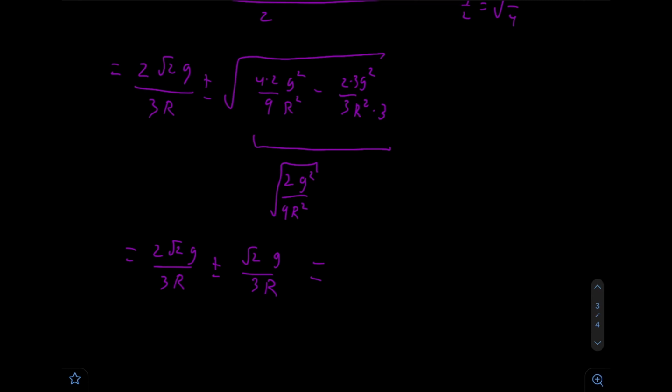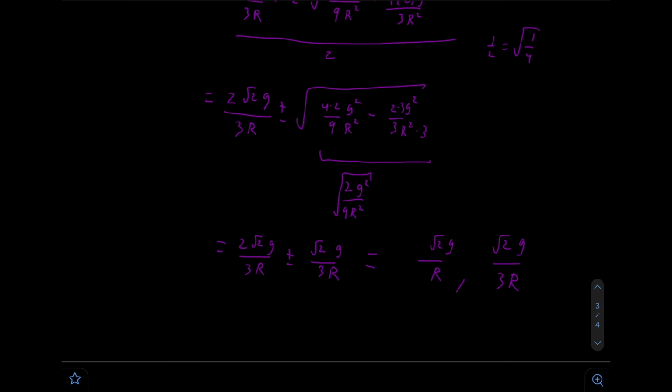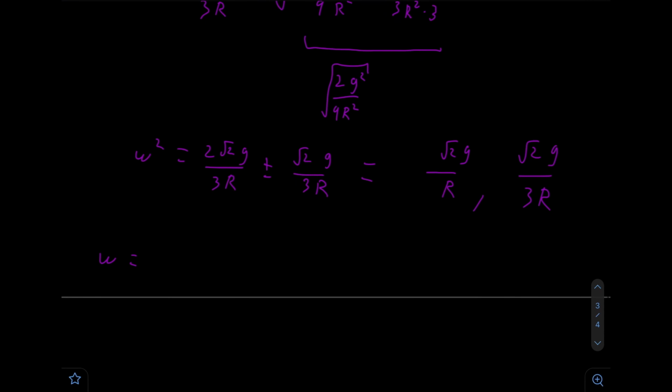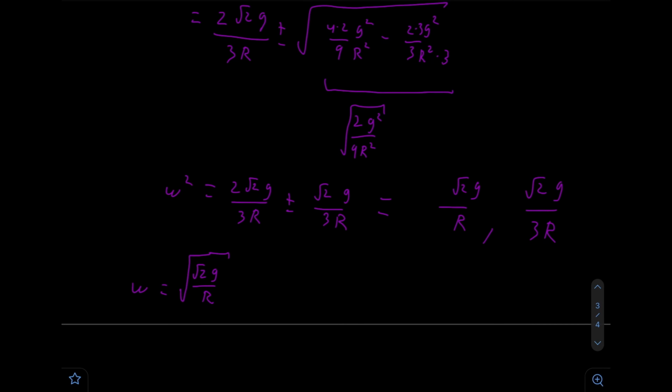If we add them, we get 3 root 2 g over 3r. If we subtract them, then we get root 2 g over 3r. That's almost the answer, except remember that's omega squared. That means that omega, our frequency for our normal modes, is going to be the square root of that. Right, when we take this square root, we get 2 solutions here. So in total we get 4 solutions.